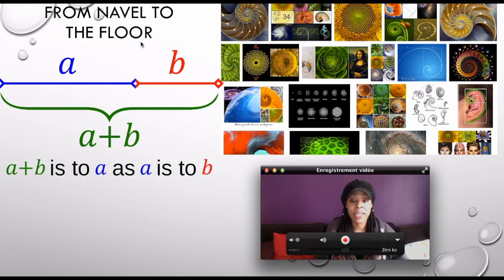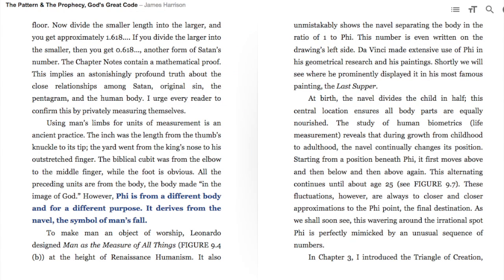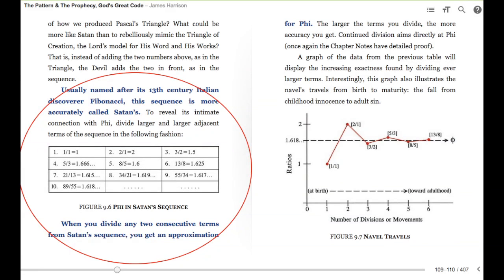So when you measure from your navel to the floor, it is phi. That is the calculation. It equals phi. So he ascertains that phi is a direct correlation to the fall of man, or sin. And it's your interpretation, but I do definitely see a connection between phi, nature, and our physical bodies.